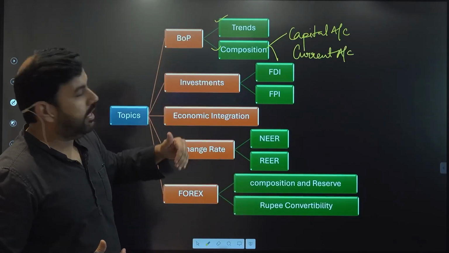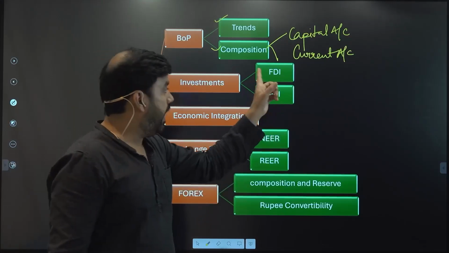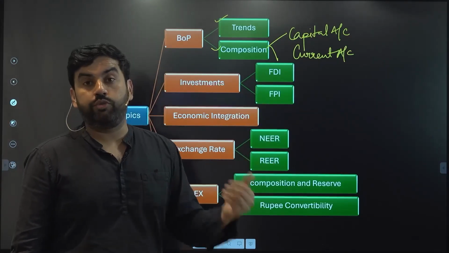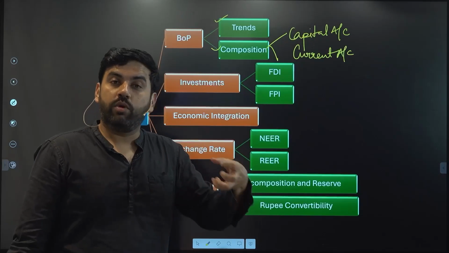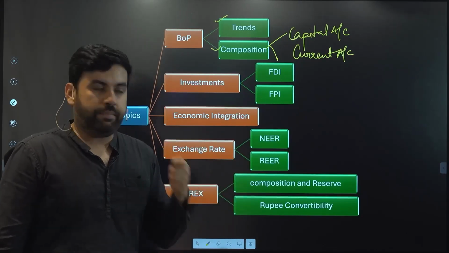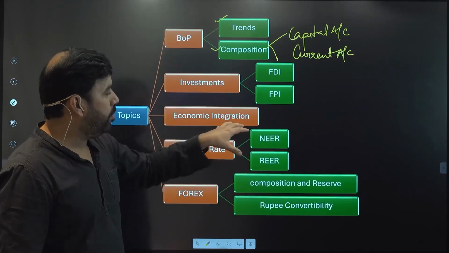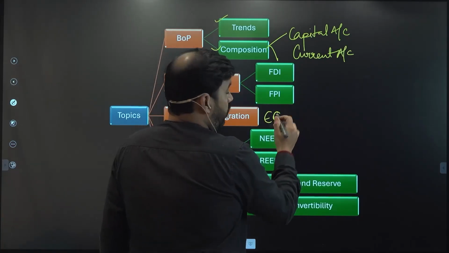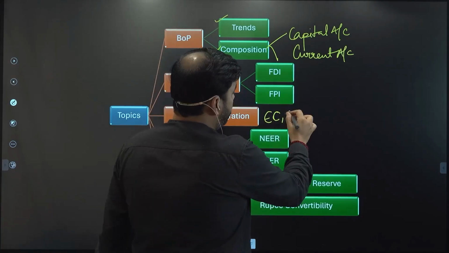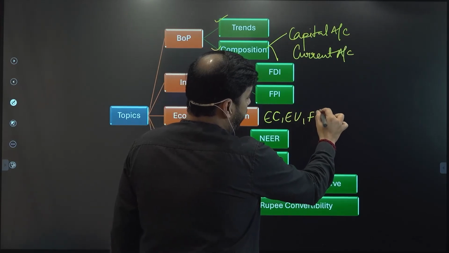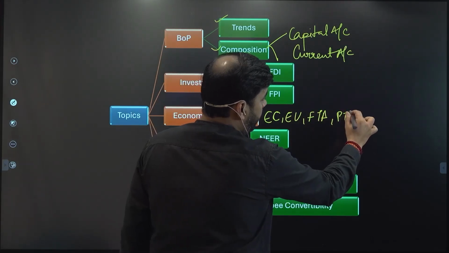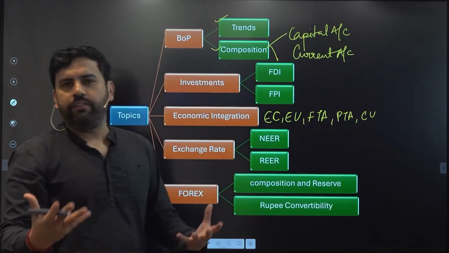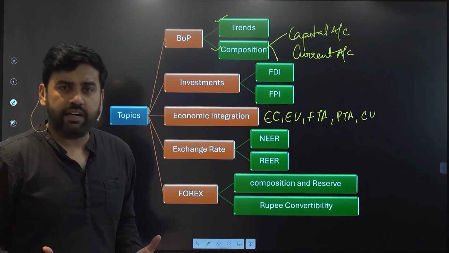Then we'll talk about investment, a thorough discussion on FDI, FPI, sectors, composition, trends, what is included and what is not included in FDI and FPI. Then we will move towards economic integration, which includes the economic union, economic commissions, which includes free trade agreements, preferential trade agreements, customs unions and many others. And I'll be giving you a lot of examples in that regard as well.